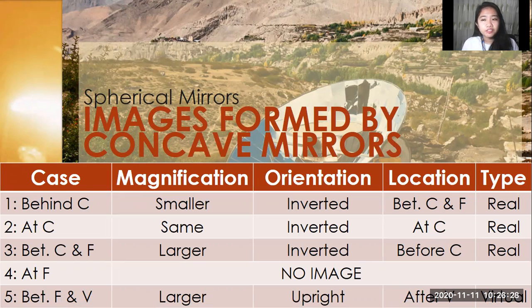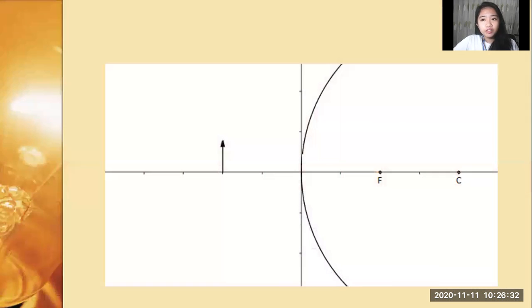Okay? So now let us go to the image formation by convex mirrors. So we only have one case for this one. And so let's do this one. Okay, so for SR1, and so we are going to start here. And then we have to make sure that it intersects with F.